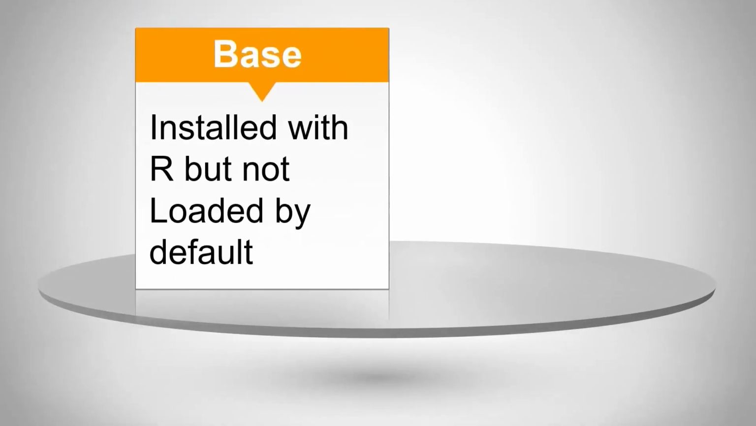We have the base. This is installed with R but not loaded. For example, the datasets. It is installed in R already, but when you want to use it, you need to load it. That's why we need the library function. Then we call for it and we make it available. So that's the base package.